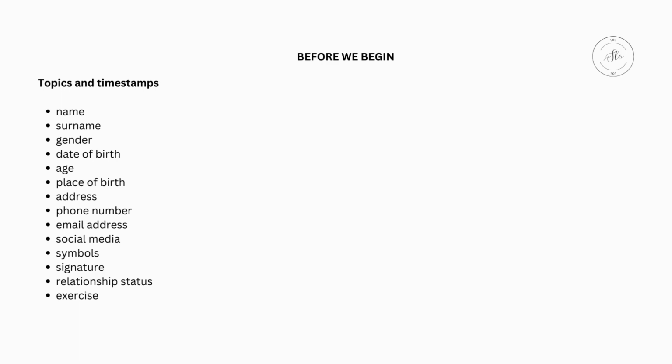The topics that we will cover today are name, surname, gender, date of birth, age, place of birth, address, phone number, email address, social media, symbols, signature, relationship status, and finally at the end, we will do a short exercise. Let's get into the video.